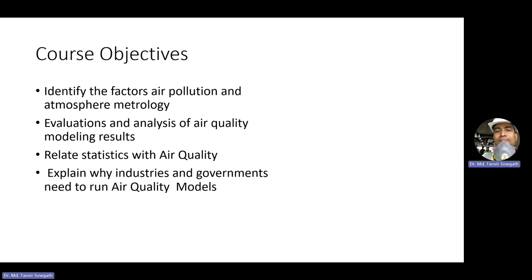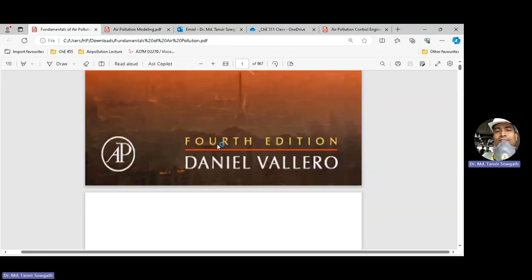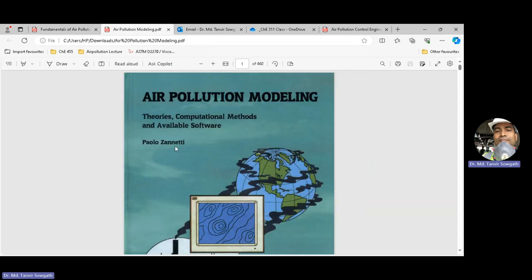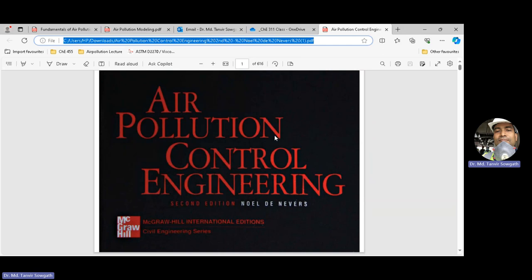Let's talk about what are the books we are currently referencing. Let's go to the modeling books. The first one is Fundamentals of Air Pollution by Daniel Vallero. Air Pollution Modeling by Paolo Zannetti, and Air Pollution Control Engineering by Noel de Nevers.